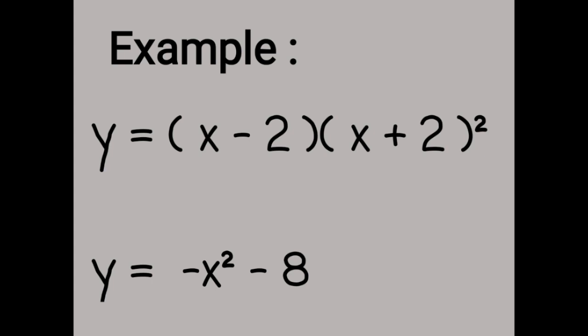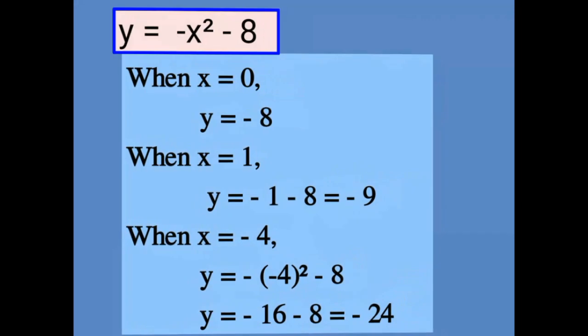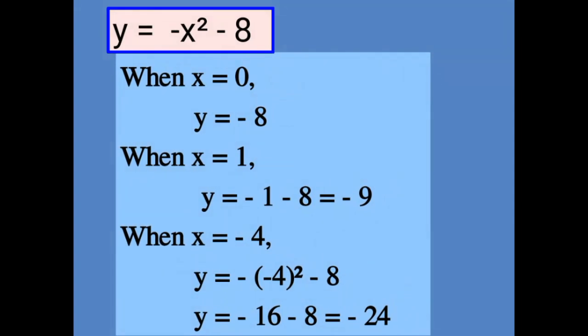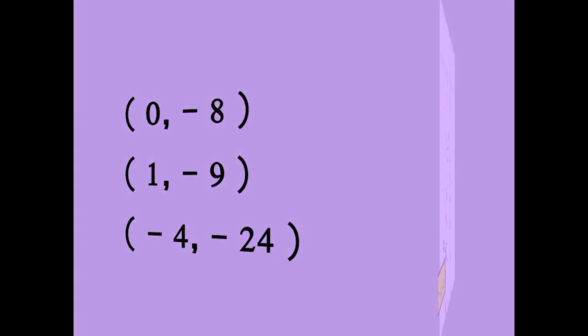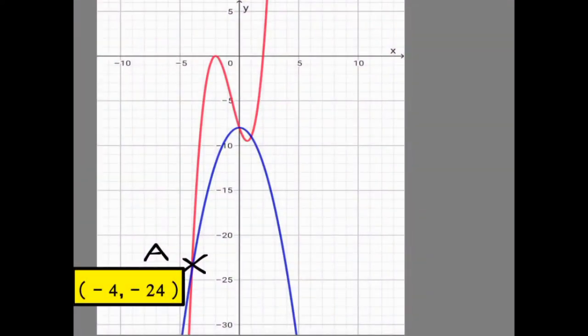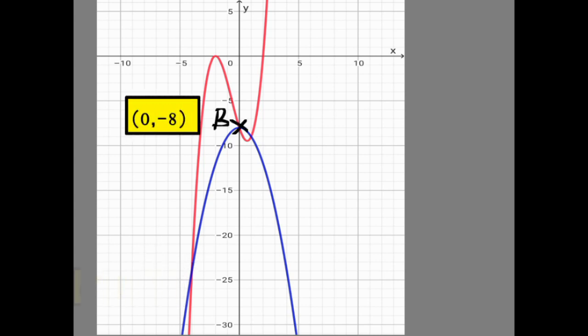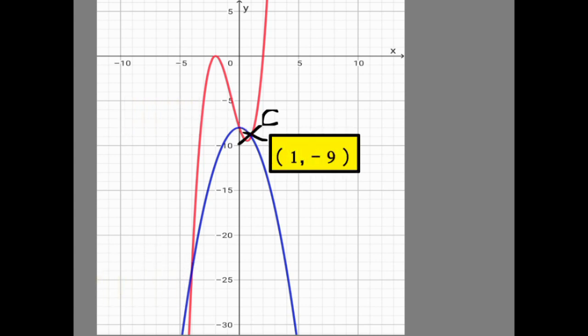In order to find the corresponding y coordinates, substitute these x coordinates into one of the equations. So let's take y equals minus x squared minus 8, then for x equals 0, y equals minus 8. When x equals 1, y equals minus 1 minus 8 equals minus 9 and when x equals minus 4, y equals minus 16 minus 8 equals minus 24. So, the coordinates of the points of intersection are (0, minus 8), (1, minus 9) and (minus 4, minus 24). If we check with the graph, the coordinates for A are (minus 4, minus 24), at B it's (0, minus 8) and C it's (1, minus 9).